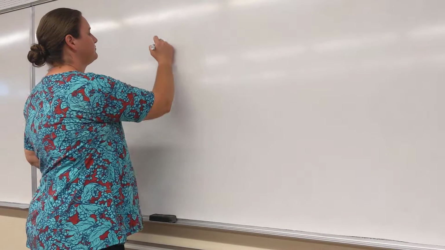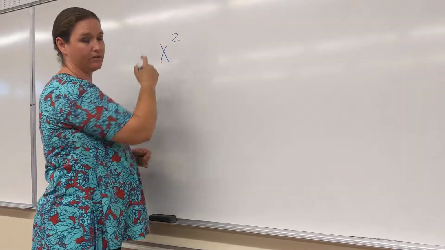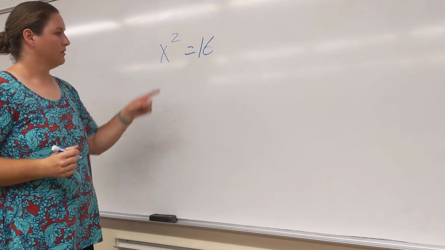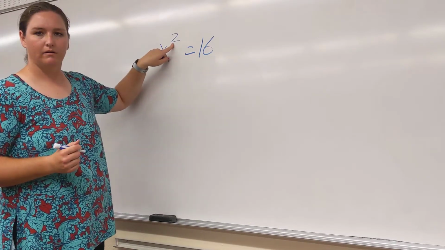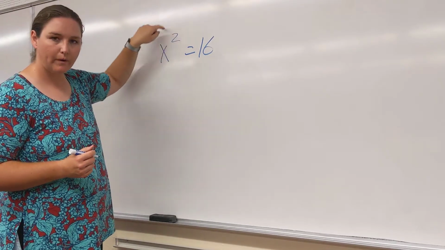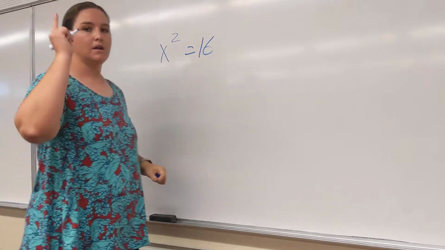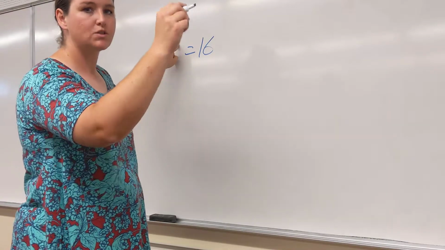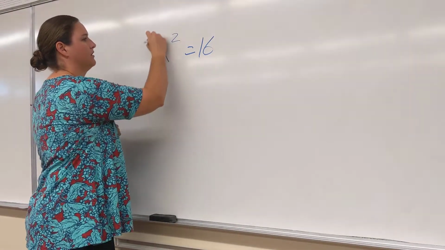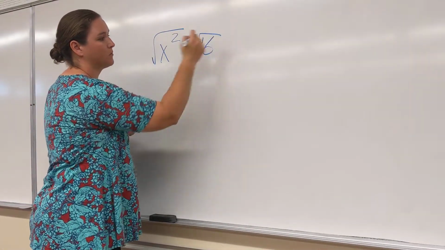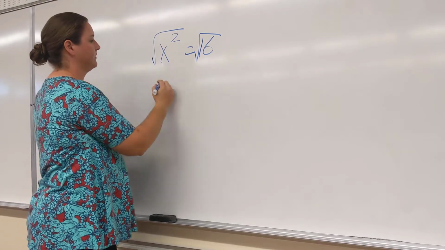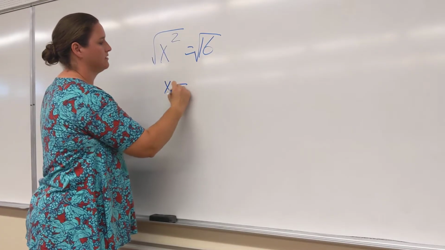Okay. How about if we already have our square? What is this? X squared. How do we get rid of a square? The inverse of a square is to square root it. So we're going to square root. Remember, what you do on one side, you have to be able to do it to the other side every time. So that leaves us just with x.